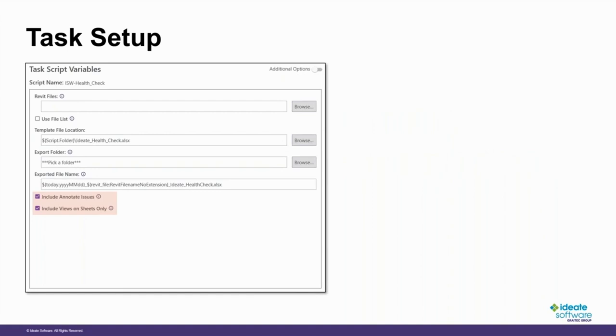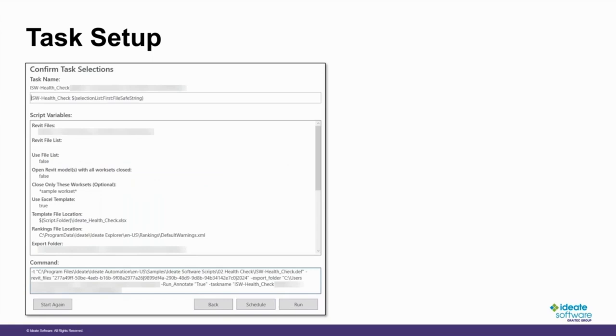One little note here at the bottom, we have these options to include annotation issues and views on sheets. So both of these aspects of the model metrics are more focused on construction documentation quality. Now, for me, I'm more interested in model metrics more so than construction documents. Obviously, both are very important, but for the purposes of our setup, I usually have those unchecked, and this will allow the task to run a little bit more quickly. So just a note here.